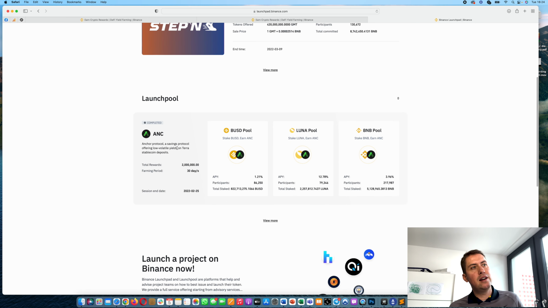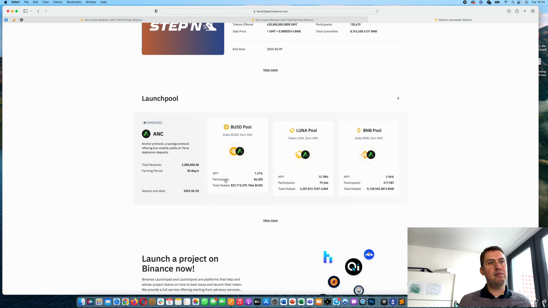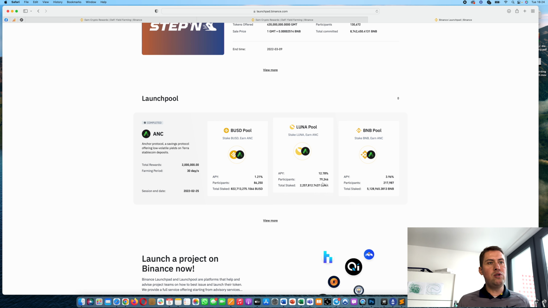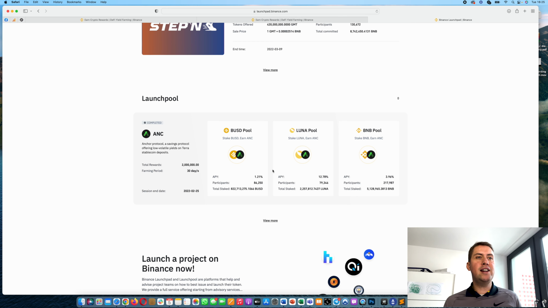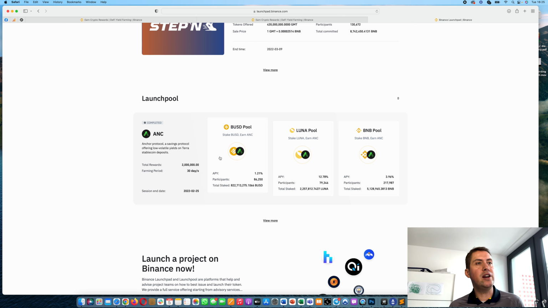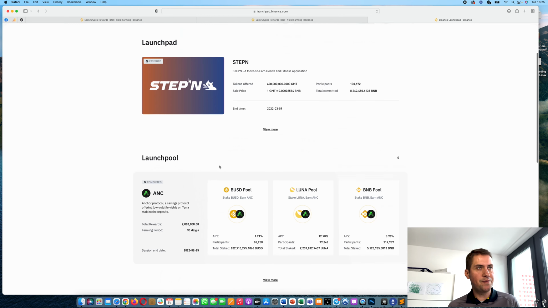It's basically a way to get exposure to new cryptocurrencies. So sometimes they have like new cryptocurrencies on here, like ANC, and there you could stake different cryptocurrencies like Luna or BUSD or BNB in order to earn some ANC. That usually works for a fixed period of time. Here it was like 30 days. And during that days, you could just stake your cryptocurrencies and get some ANC for free. And as I said before, if you use BNB Vault, it does it automatically for you.